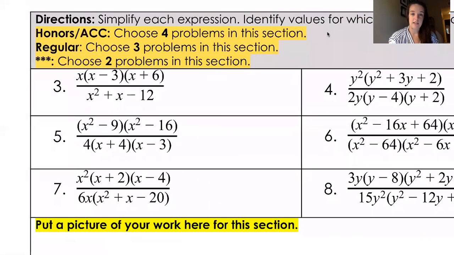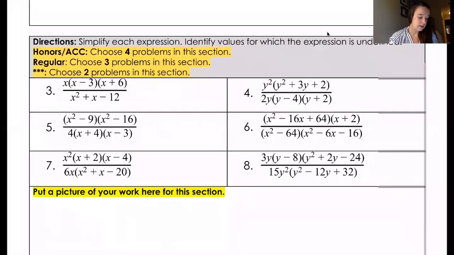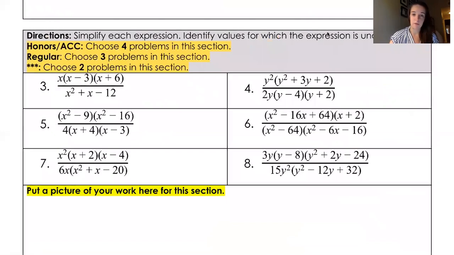And then for this section here, you're going to go ahead and take a look at these problems. Each of these is its own problem, so you're going to do it on its own paper. For honors, you're doing 4 of them. For regular, you're doing 3. And for star, you're doing 2. So you can choose which ones you want to do. I'll do a couple of them here in the video. So we can just start with number 3, I guess.